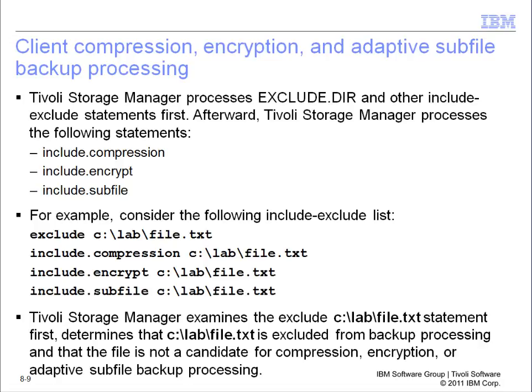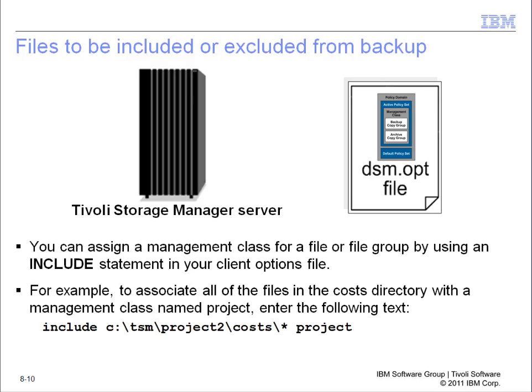Subfile backups is a Windows-only type of backup that allows you to back up over a limited bandwidth network, such as a modem. If you're wanting to use adaptive subfile backups, you would say include.subfile and the name of your directory or files you want to use subfile backups. You can include a management class or a file, groups of files, with the include statement.